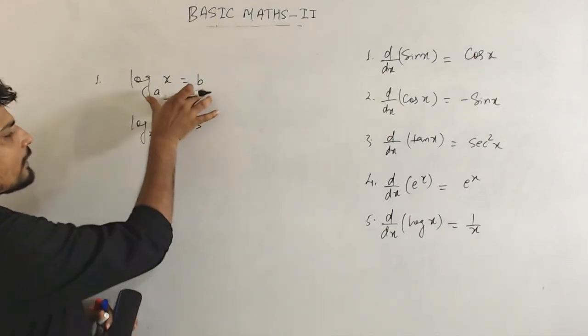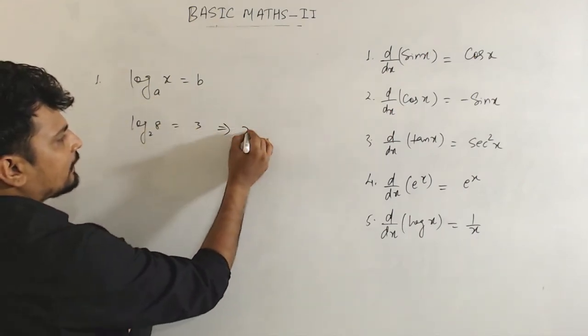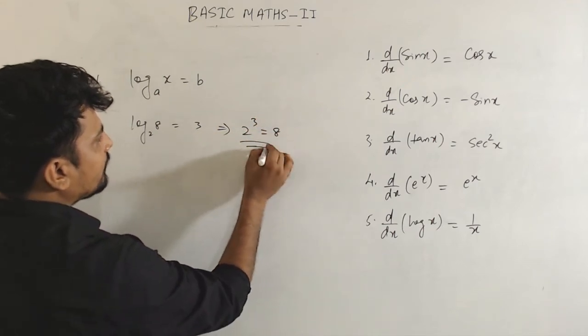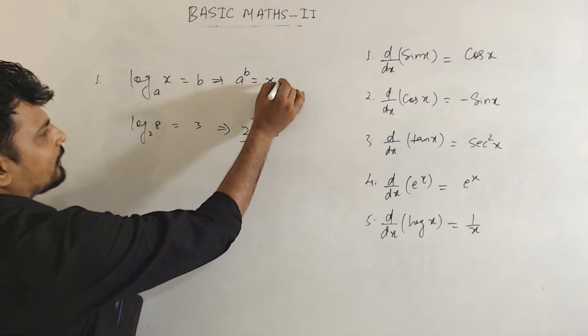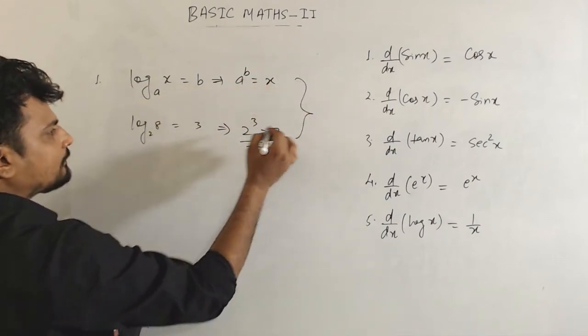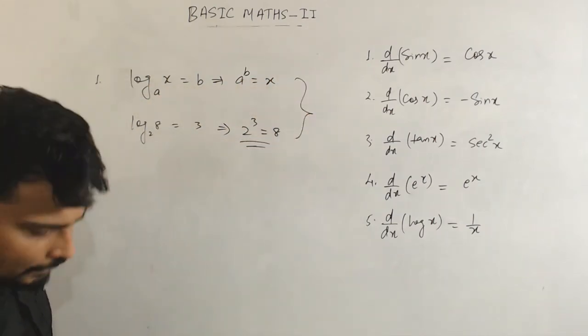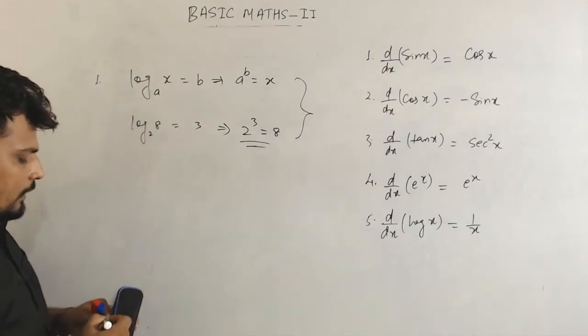So if you look at this one and this one, you can actually understand that this implies 2 to the power of 3 should be equal to 8. And if I use this analogy over here, I'm going to have a to the power of b that should be equal to x. Look at this, similarities, right? Anyways, a few rules of log you must be aware of.